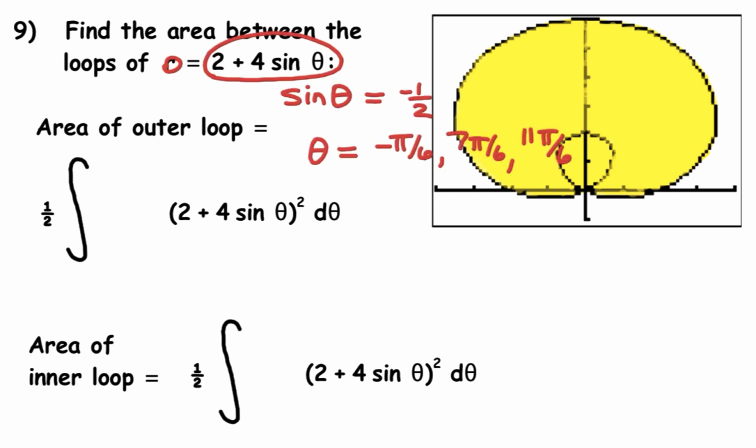Okay, I set the radius equal to 0 just to see where we were in terms of angles. And if the radius is 0, then theta will be either negative pi over 6, 7 pi over 6, or 11 pi over 6. I'm going to take those numbers and put them into the limits of integration, and then I will explain to you why I did what I did.